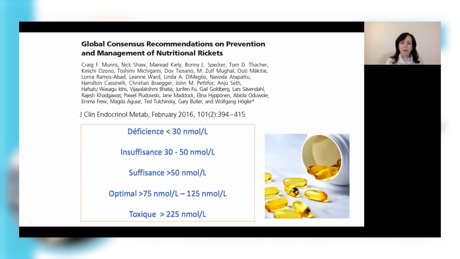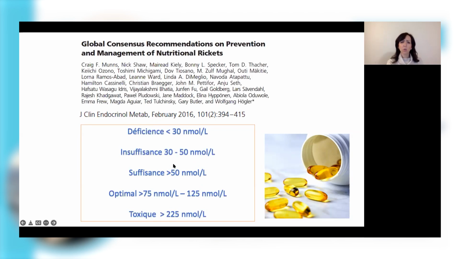So there's been a lot of confusion about what is deficiency, what is insufficiency, what's toxic, what's optimal. So this is what we have agreed upon in pediatrics, and this is really from a bone health perspective. There's lots of studies going on looking at doses of vitamin D for other things like asthma and inflammatory bowel disease, but really for bone health and general health, the common consensus is you're deficient when it's less than 30. When it's less than 30, we know that the skeleton is going to be somehow affected.